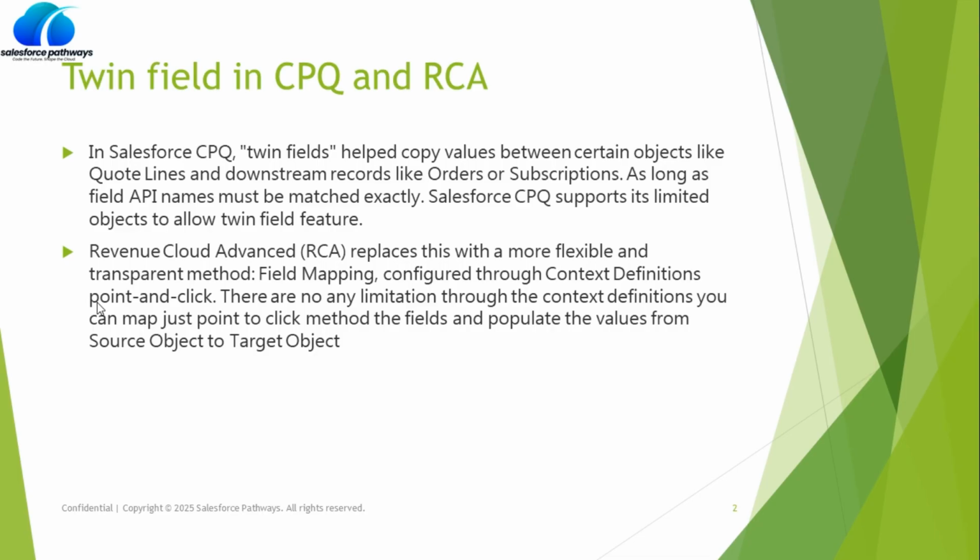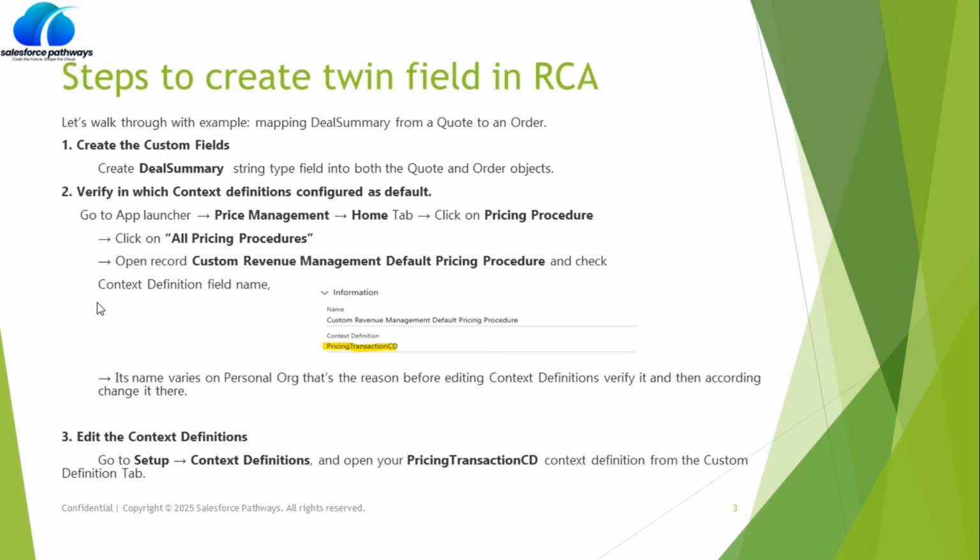In Revenue Cloud Advanced, there is no limitation on any of the objects, right? It is replaced with a more flexible and transparent method, configured through the context definition. There is no limitation through the context definition. You can map the fields with a point-and-click method and populate the values from the source object field to the target object field. Let's move to the steps.